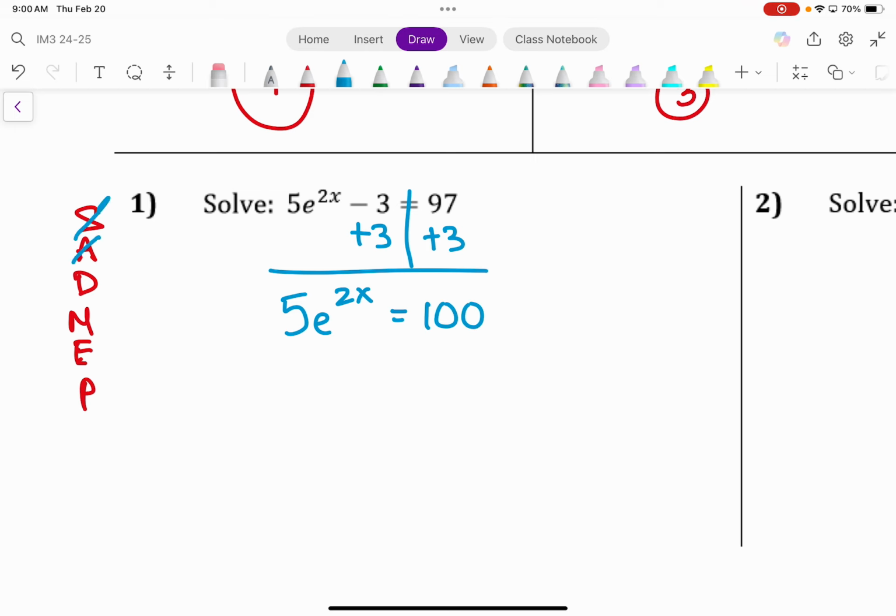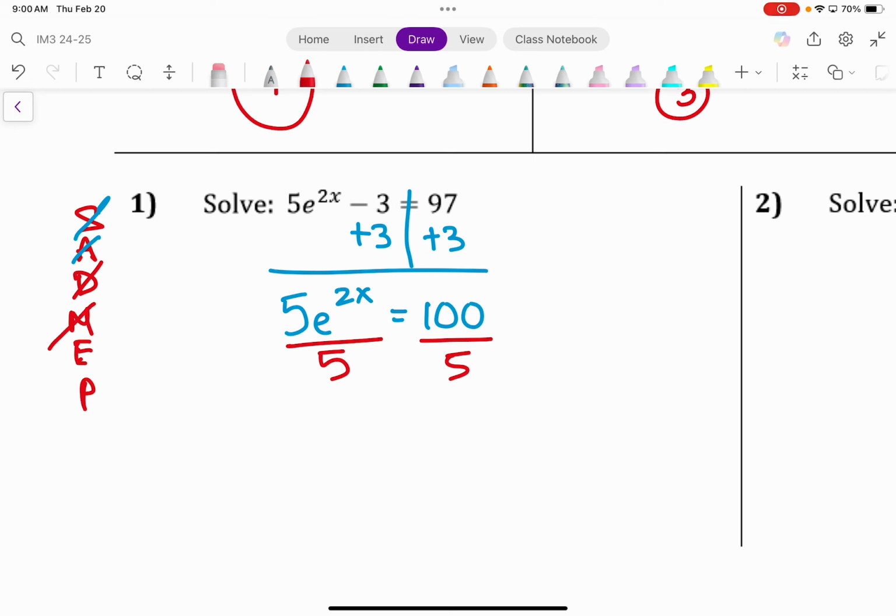Cross out the operations that you've done or that you basically can't do. So if we just added, that means obviously we can't subtract. So cross those 2 out. According to our list, the next step would be D for division. So we're going to divide both sides by what? 5.